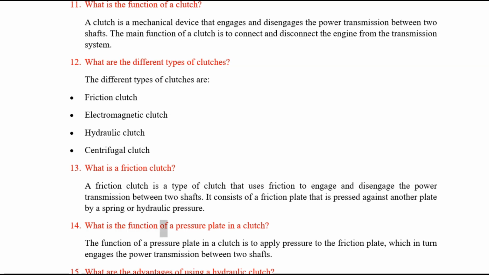What is the function of a pressure plate in a clutch? The function of a pressure plate in a clutch is to apply pressure to the friction plate, which in turn engages the power transmission between two shafts.